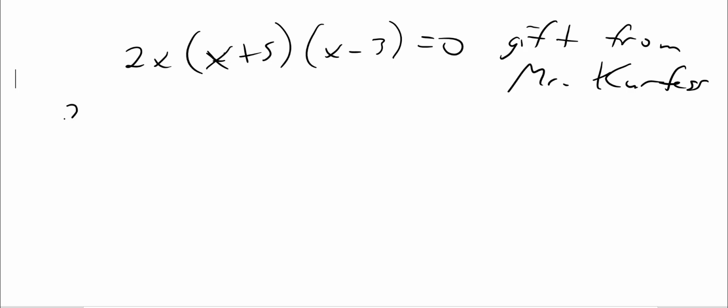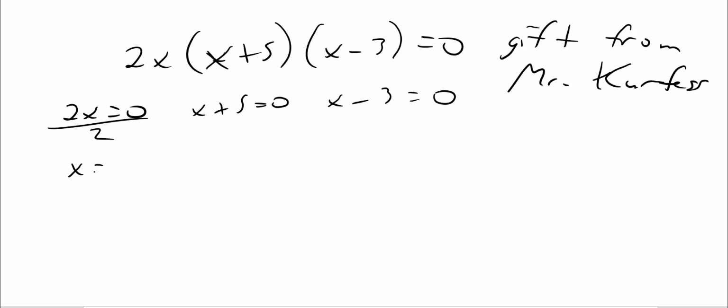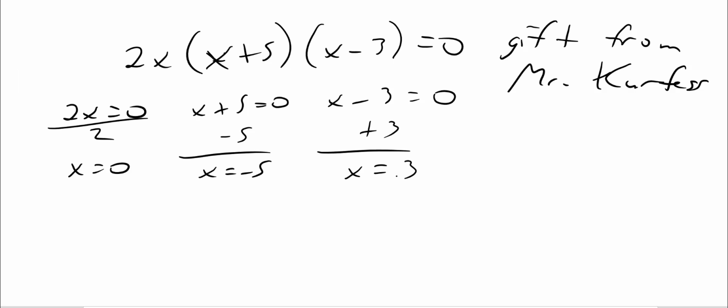Okay, so it's just 2x equals 0. You don't have to do anything. X plus 5 equals 0, and x minus 3 equals 0. And solve each one of those. Divide by 2, x equals 0. Subtract 5, x equals negative 5. And add 3, x equals 3. Okay, so that's like really nice.